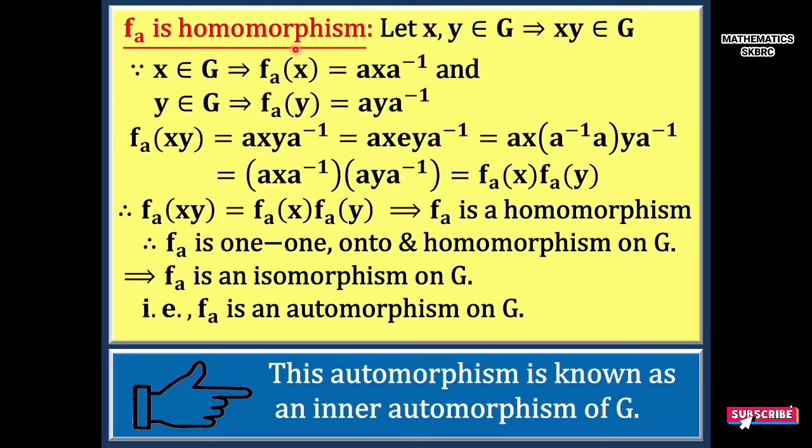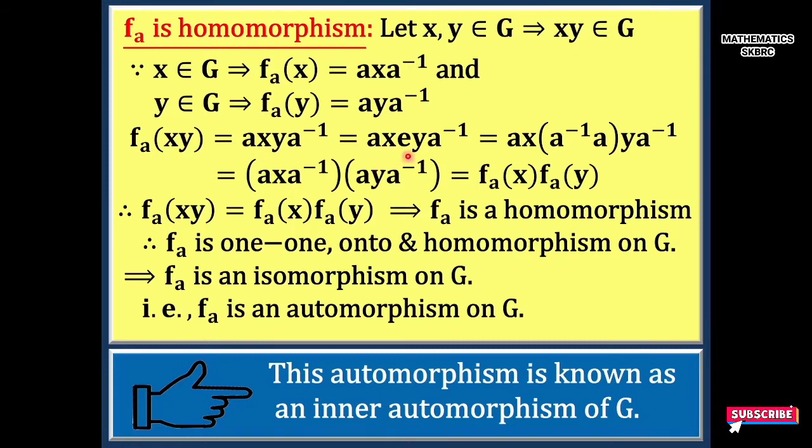Third one, f_a is a homomorphism. Let x, y belong to G, then xy also belongs to G by closure property since G is a group. Since x belongs to G gives f_a(x) = a x a inverse using (1), and y belongs to G gives f_a(y) = a y a inverse. Now f_a(xy) = a x y a inverse. Since x is an element in a group G, by identity property, xe = ex = x, where e is the identity element.